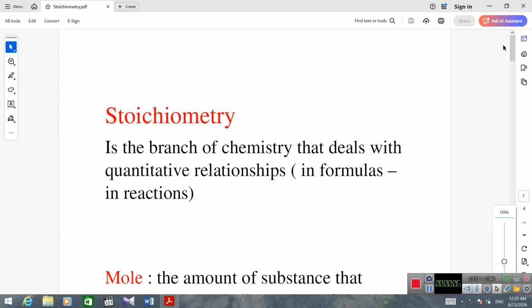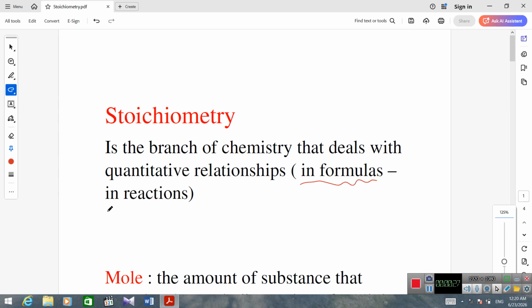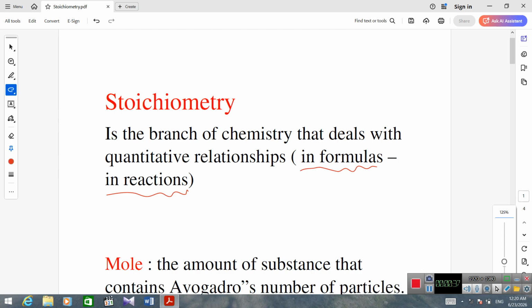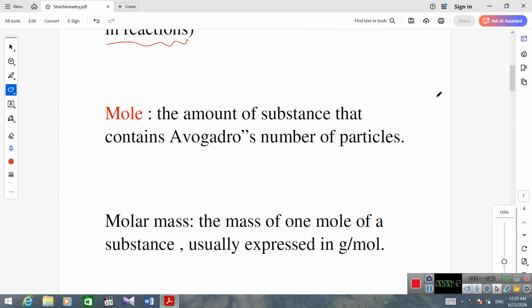The session is about stoichiometry and problem solving. As you can see, stoichiometry deals with quantitative relationships in formulas or in interactions. In this case, it's called formula stoichiometry or reaction stoichiometry. But before anything, I want to explain some basics.